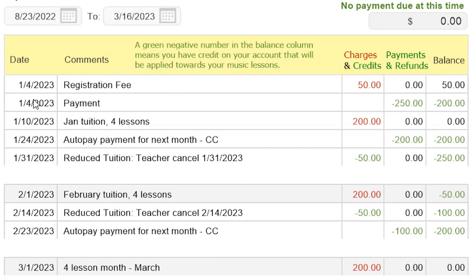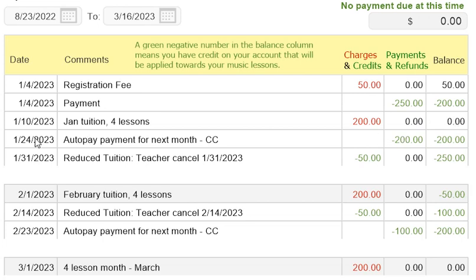Then they made a payment later on the same day of $250 because they were going to have 4 lessons scheduled in January, which is a charge of $200. So essentially, they paid the registration fee and they paid for their first 4 lessons right at this point. After the charge went in for the 4 lessons for January, they had a zero balance over here in the balance column. And next, they made a payment.